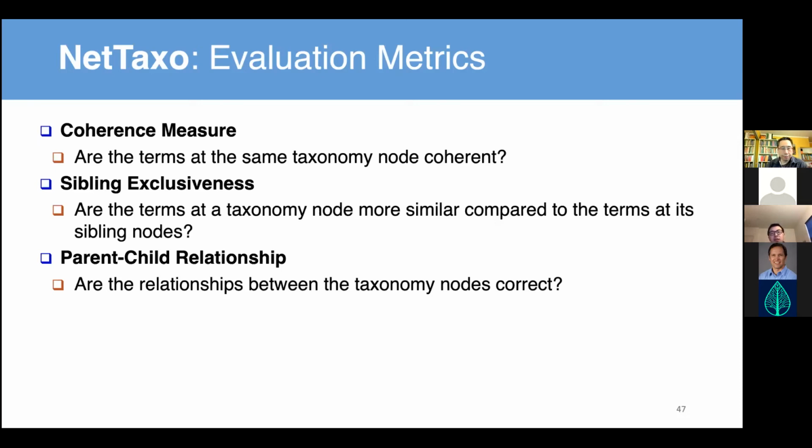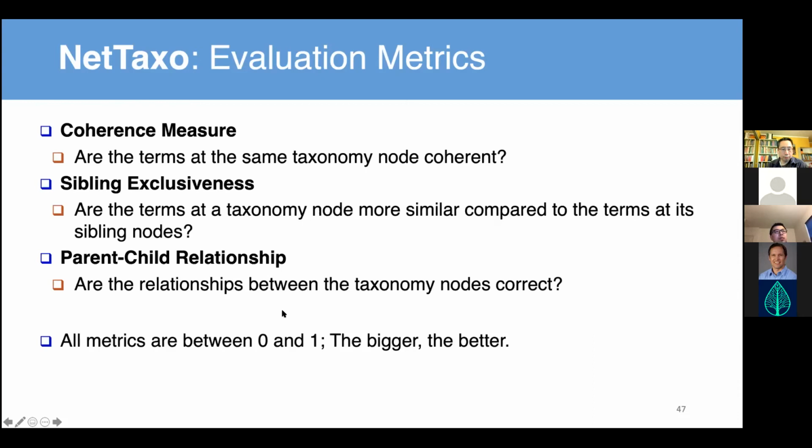And as a taxonomy, it's also important to have the right parent and child relationship. So we also did this annotation for all these possible edges, and we calculated the precision, recall and F1. For the first 2, it's more like an accuracy score. So all these measurements will be between 0 and 1, the bigger the better.